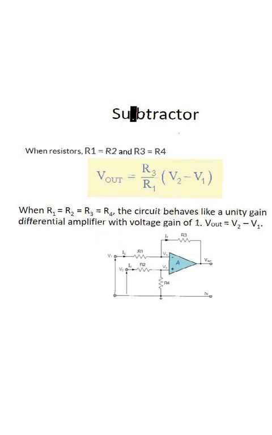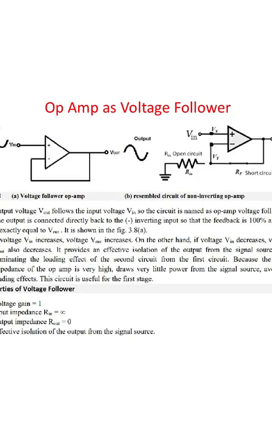When you substitute R1 is equal to R2, R3 is equal to R4, the V out is equal to R3 divided by R1 into V2 minus V1. So if R1 is equal to R2 is equal to R3 is equal to R4, then V out is equal to V2 minus V1.